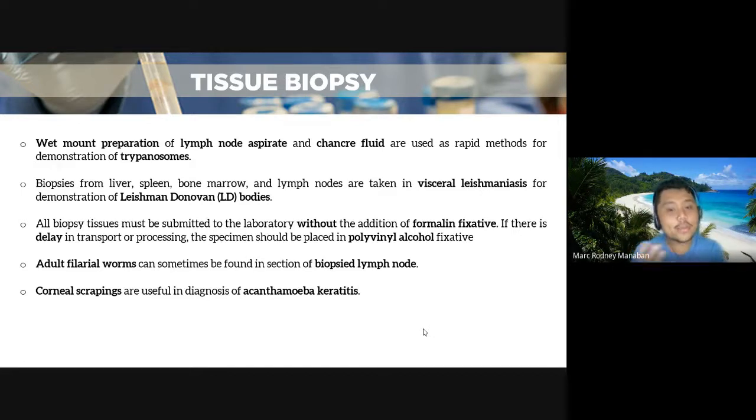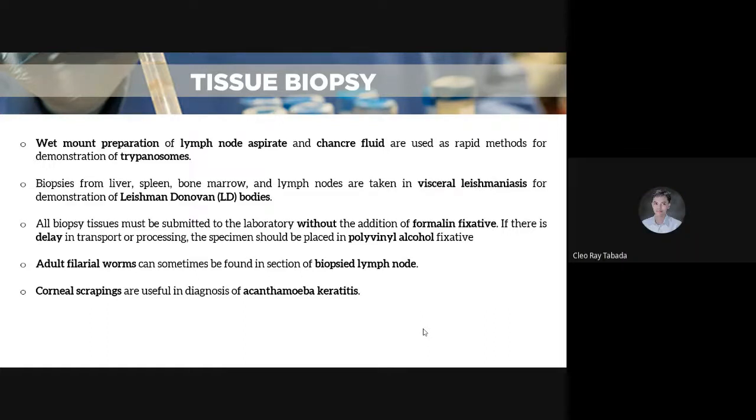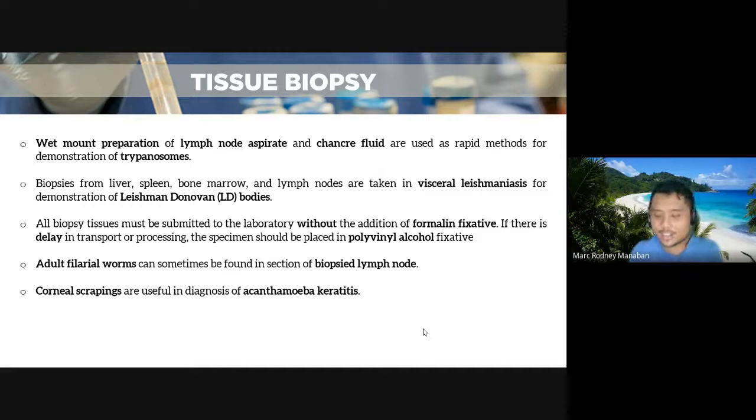Aside from Acanthamoeba keratitis, which bacteria is known to cause keratitis? Pseudomonas. Right, very good. That's correct, Pseudomonas aeruginosa. Please take note of that. Pseudomonas aeruginosa is well known to cause keratitis.